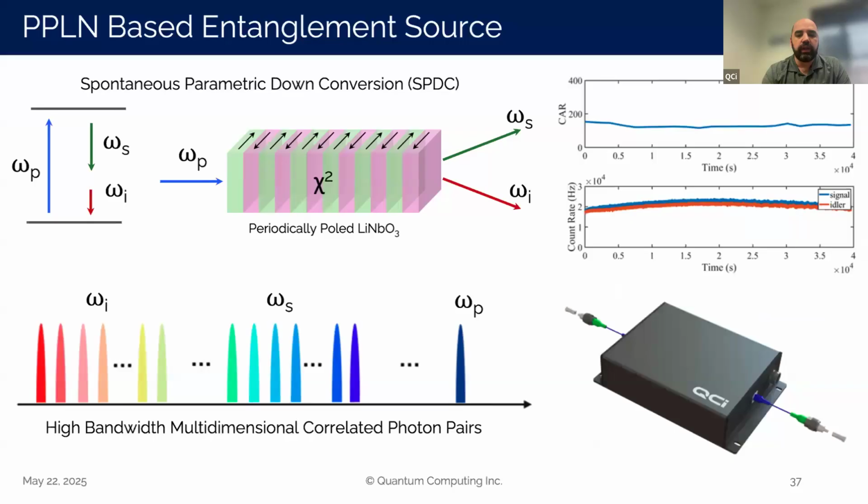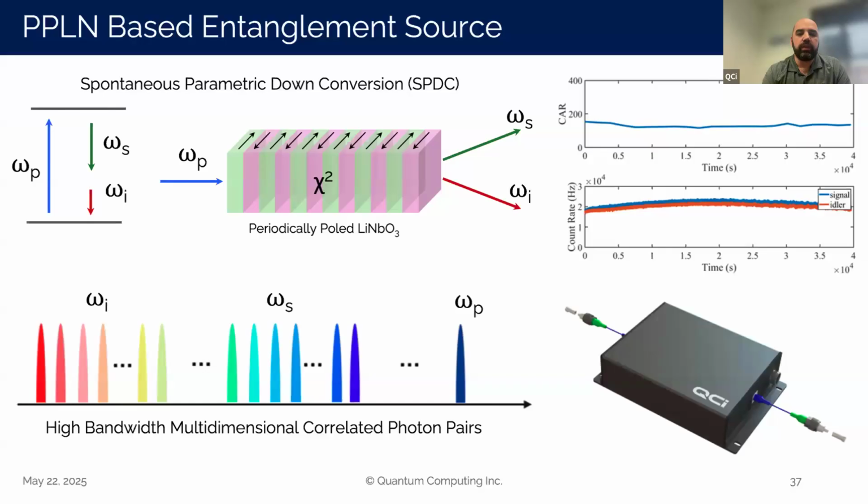The device at the bottom right of the screen is a box that we made that uses, for the moment, bulk lithium niobate that has been periodically poled. And this is something that we have commercially available at QCI. You pump that with some frequency of light, and then you get simultaneously high order numbers of photon pairs. Today we're getting 48 photon pairs simultaneously at 1550, but also at other wavelengths.